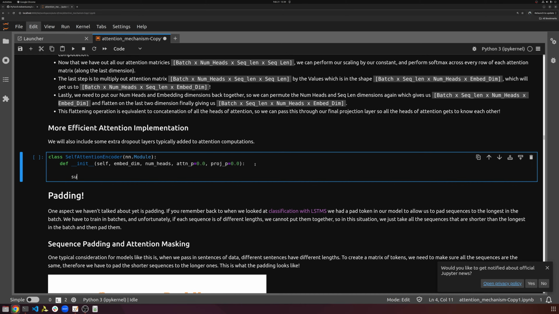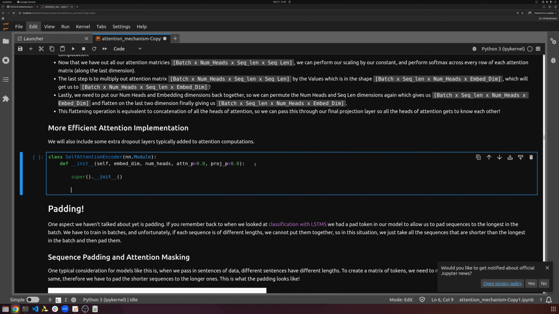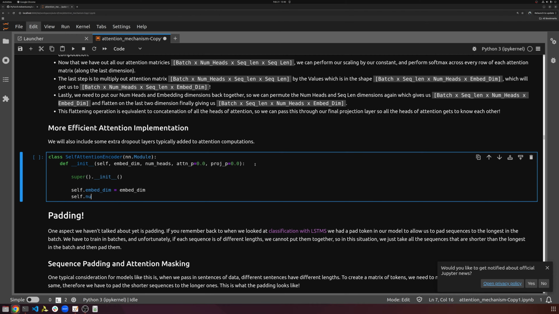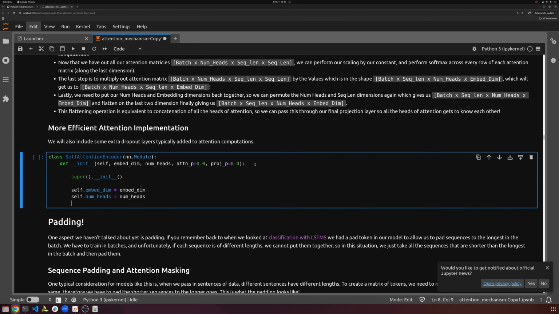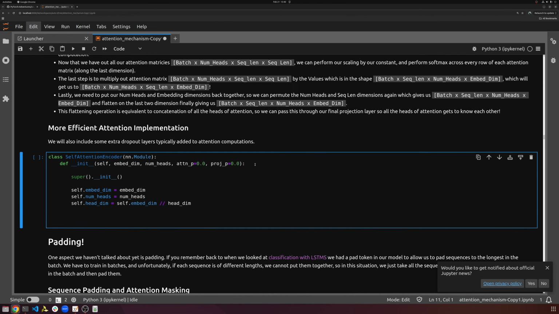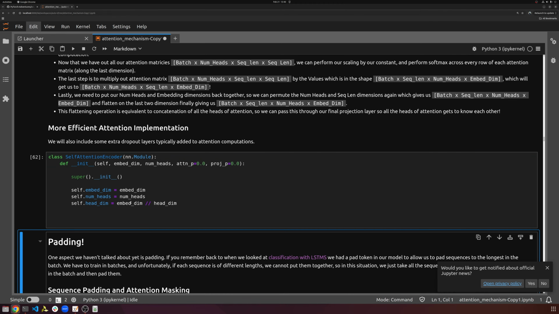First we're going to do super().__init__. Didn't forget it this time. That's good. Probably forget it again, but it's fine. Just like before, self.embedDim is embedDim. self.numHeads is equal to numHeads. And then our self.headDim will be self.embedDim divided by numHeads. And we don't actually need this self right here, so there we go.